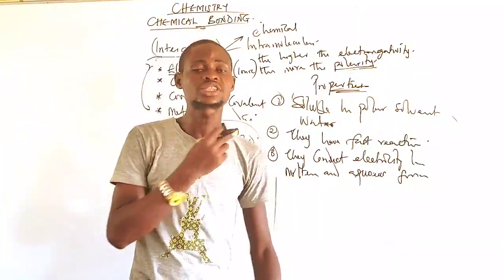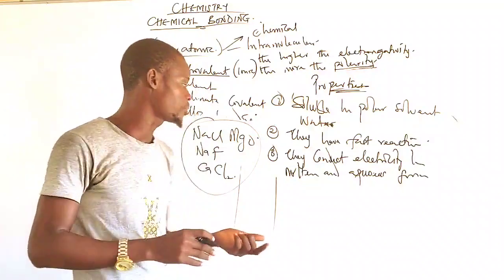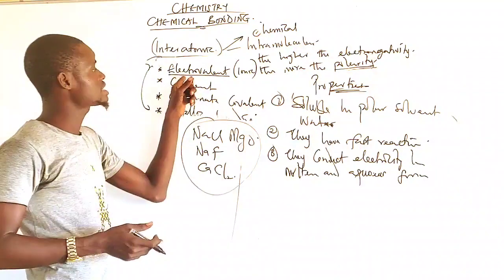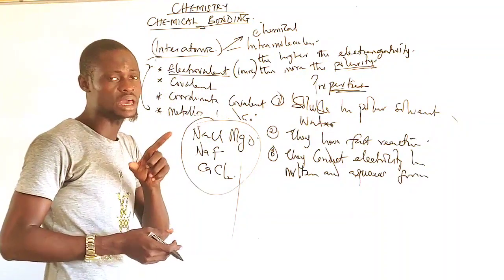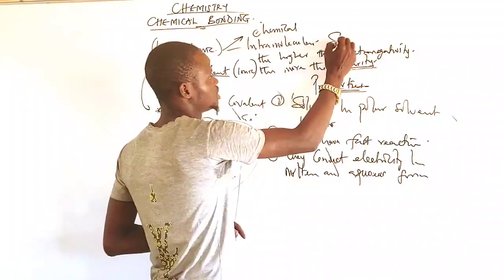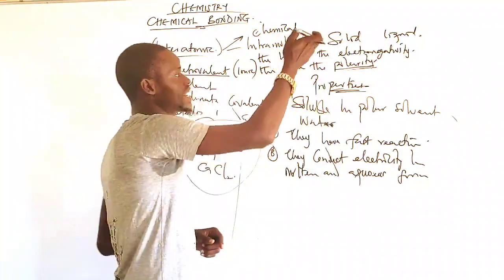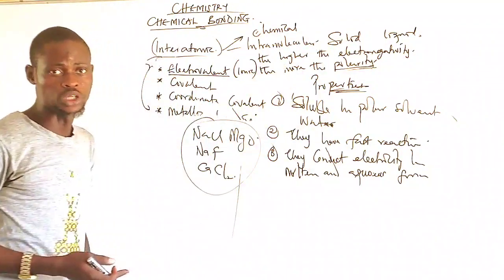They don't conduct electricity when they are not in solution. For example, if they are in solid form, because majorly any substance that has an electrovalent bond in it can either be a solid or a liquid. They can never be a gas. They are either a solid or a liquid. Are you getting what I'm saying?